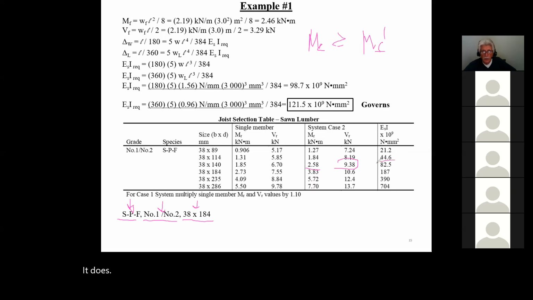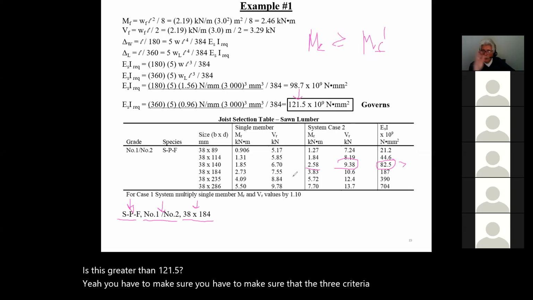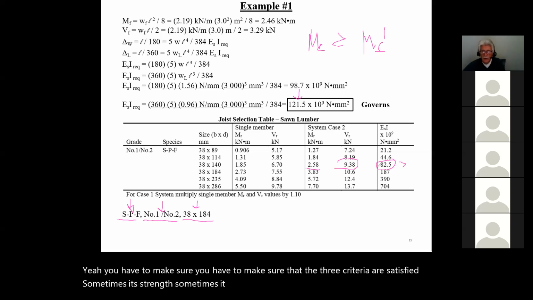Yeah, but your ESI doesn't. It is too big after. Sorry? What happens to the ESI value? Is this greater than 121.5? Okay, that's the one I didn't see. All right, see, you have to make sure that the three criteria are satisfied. Sometimes it's strength, sometimes it's stiffness.